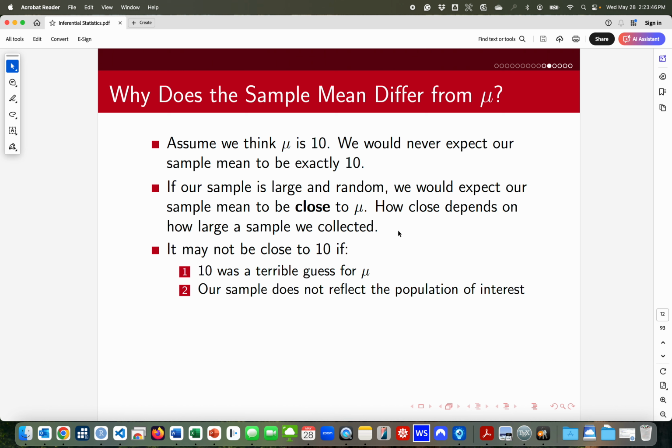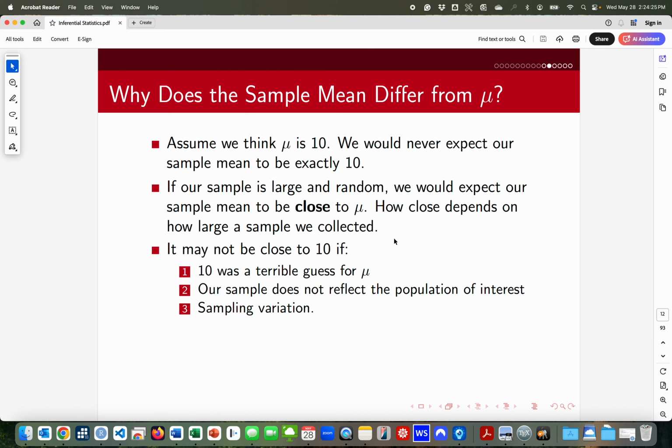It could also be that our sample doesn't reflect the population of interest. So let's say we're thinking about the average height of a WKU student. I don't know why we'd ever care about the height of a WKU student, but let's say we want to know the average height of a WKU student, but our sample only includes basketball players. Well, we're going to get a number that's much larger than the true mean for all WKU students because we have a poorly selected sample. We're sampling the tallest people on campus when we're trying to estimate the average of all people on campus.